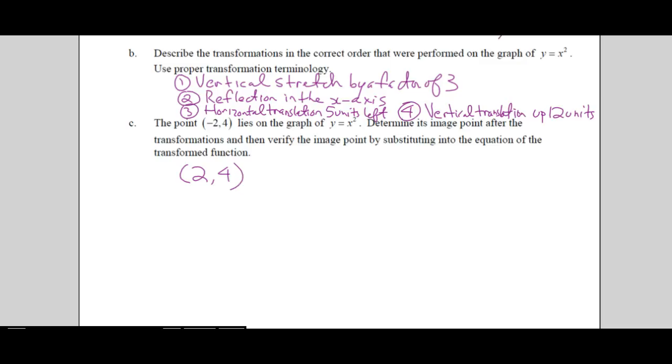Okay, negative 2, 4. So here's how we're going to do a mapping, right? One step at a time, following the words. The first is a vertical stretch by a factor of 3, so I'm going to say VS by 3. So what does negative 2, 4 become? If it's vertically stretched by 3, the point negative 2, 4 becomes negative 2, 12.